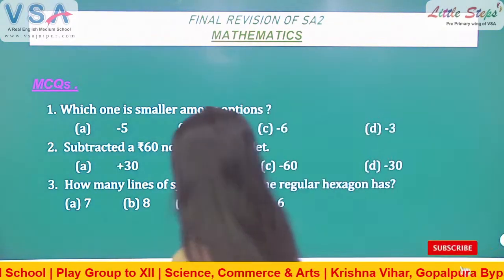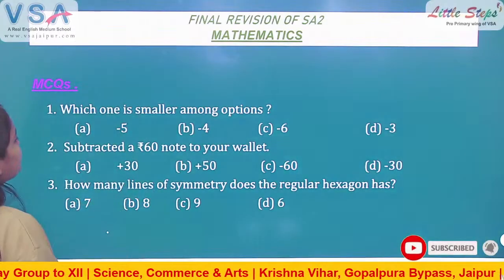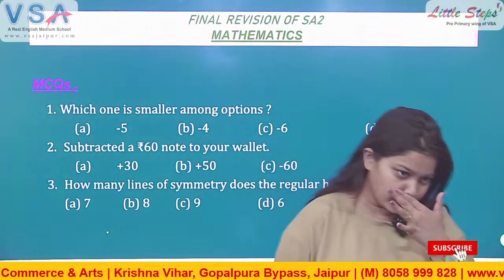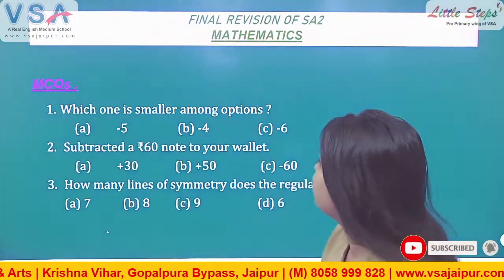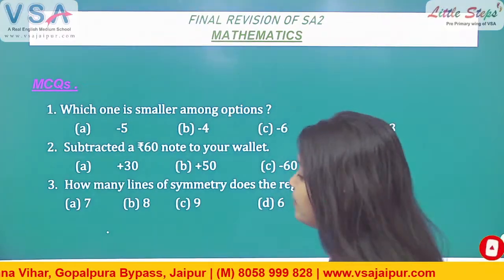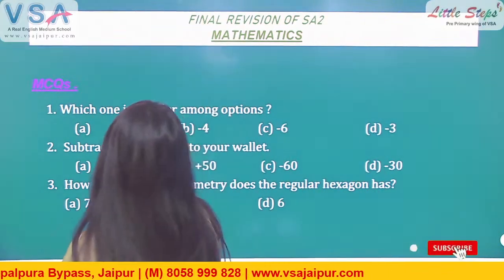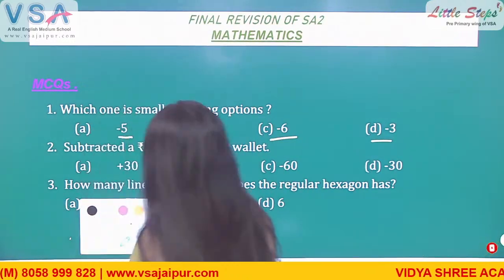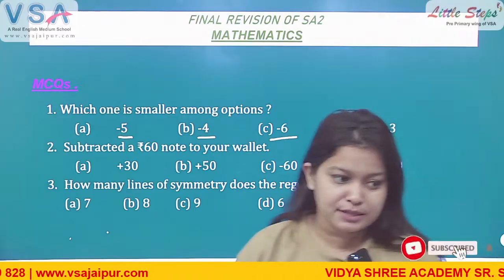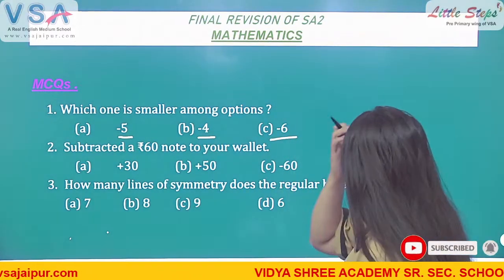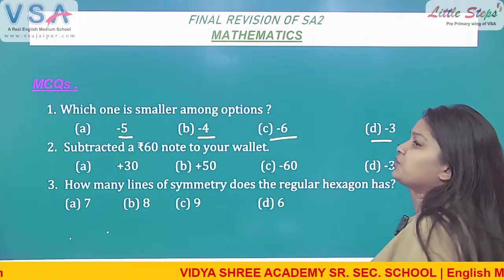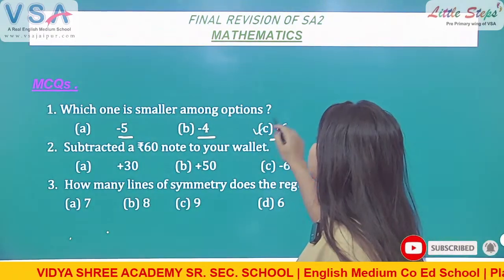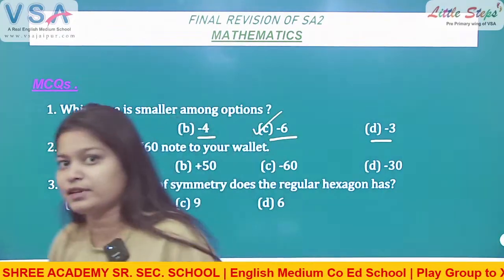So, we have MCQs. First MCQ: which one is smaller among the options? You have to look at all the options and tell the smallest number. -5, -4, -6, -3. Which is the smallest one? As we all know, negative integers are always reversed. The smallest number would seem to be 3, but negative integers work the opposite way. Then we have option C, -6, which is the correct answer of this MCQ.